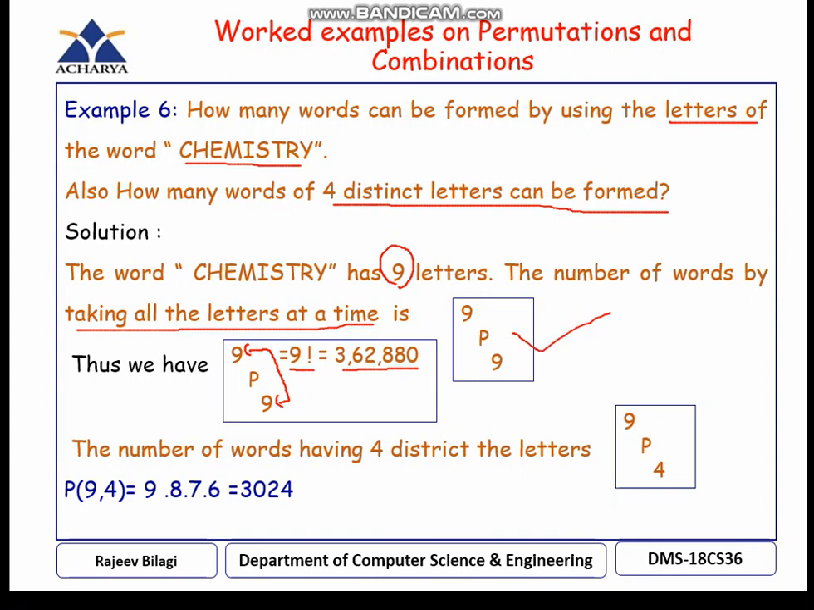So the number of words with four distinct letters is 9P4, which is 9 into 8 into 7 into 6, which is 9 factorial divided by (9 minus 4) factorial. So downside, you will get 5 factorial in the denominator. So I can write it as 9 into 8 into 7 into 6 into 5 factorial, 5 factorial gets cancelled, and you will get 3024.